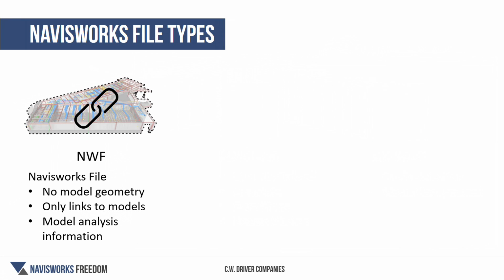The last thing we need to know about Navisworks are the different file types. There are 3 different file types, the first of which are NWFs. An NWF file is a native Navisworks file, and it doesn't actually contain any model geometry. In fact, it only contains links to models. All those different models that we bring in to make the composite model are not actually in the Navisworks file, they're just linked in. In addition to file paths or links to the different models, an NWF also contains model analysis information, so clash detection and any other notes or comments you have that go with the clashes.